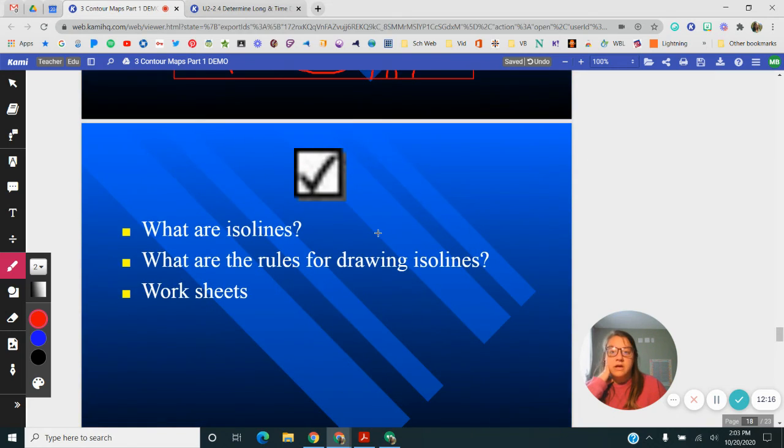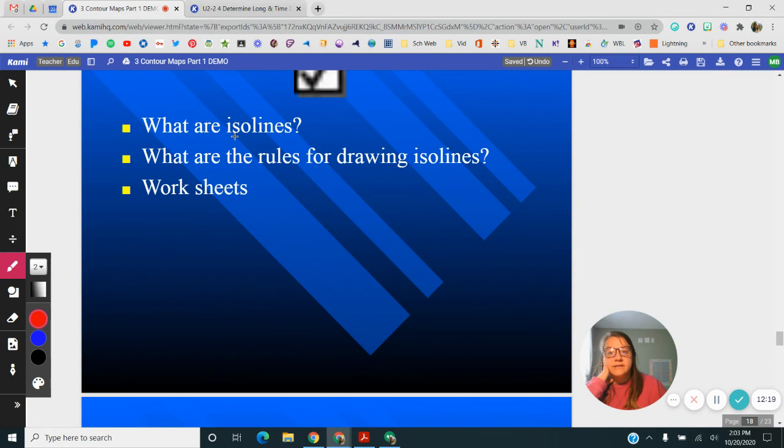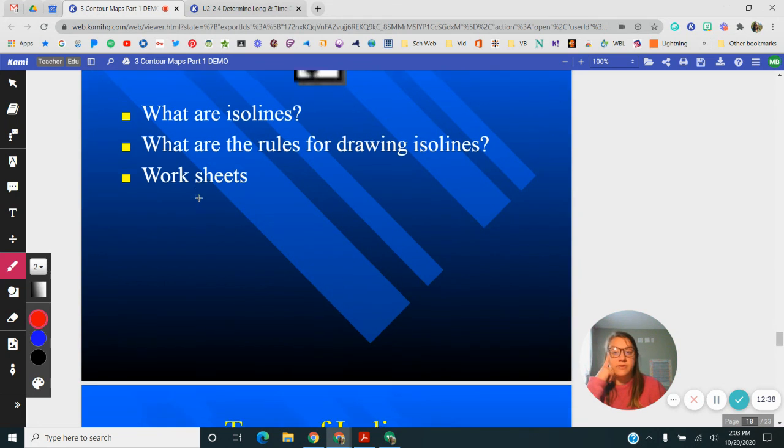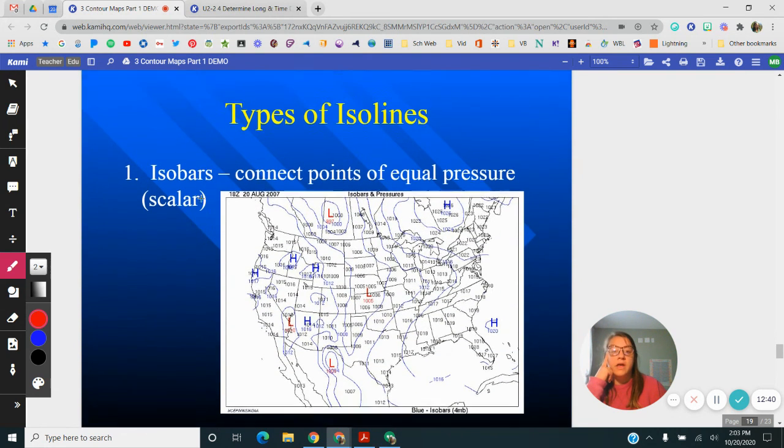Okay, so isolines connect points of equal elevation. The rules for drawing isolines. Rule number 1, the lines never cross. Rule number 2, they are curved lines, gentle curves. And rule number 3, they either make a circle or they go off the map. And then you've got some worksheets that we're going to do.